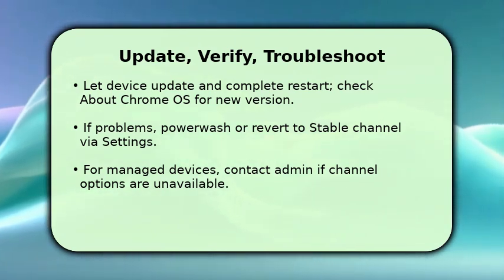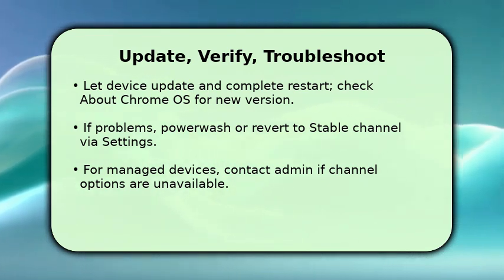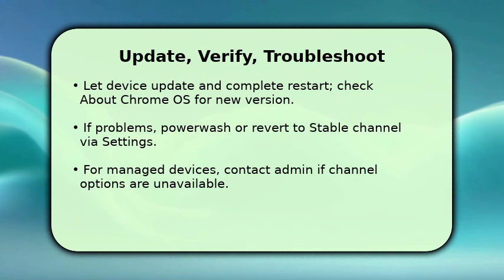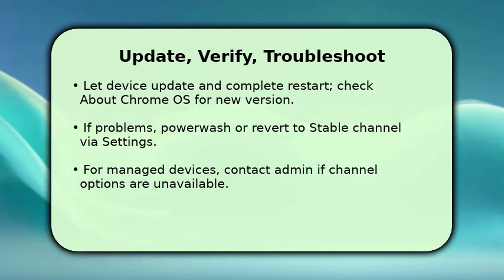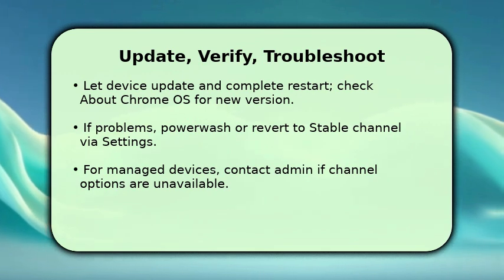Once it finishes, go back to About Chrome OS to verify the channel and version. If you encounter instability, use settings to change back to stable and perform a power wash if required. That will reset local data, but often resolves issues. If channel options are missing on a managed device, contact your administrator because they control updates.